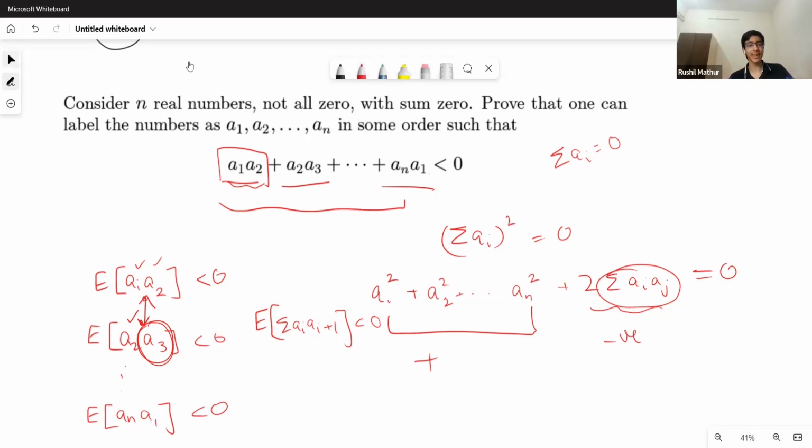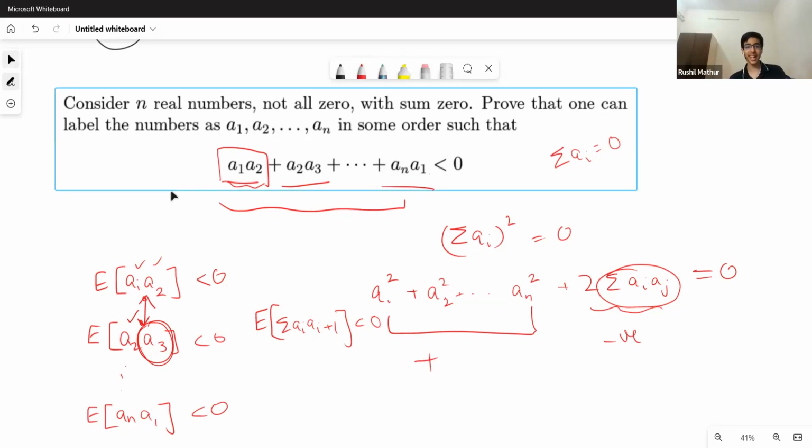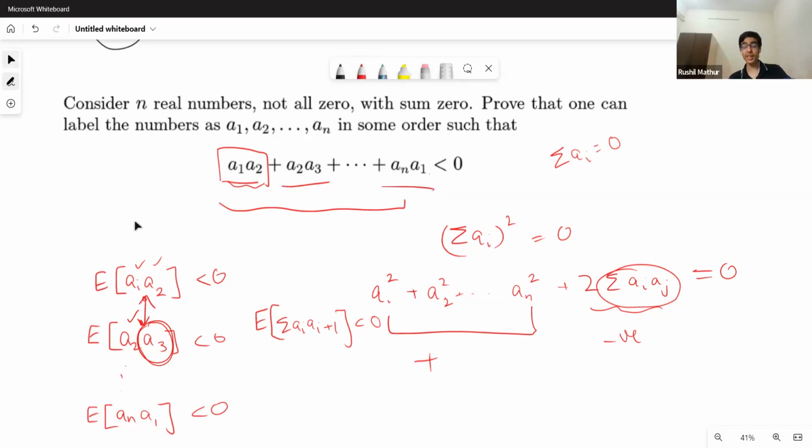And that's really what the probabilistic method allows you to do sometimes. This looks like a fairly hard question because you have to label the numbers in some order. So without doing this with probability, like picking stuff randomly, if you actually had to tell what order to pick them in, I have no idea how you would solve this question.